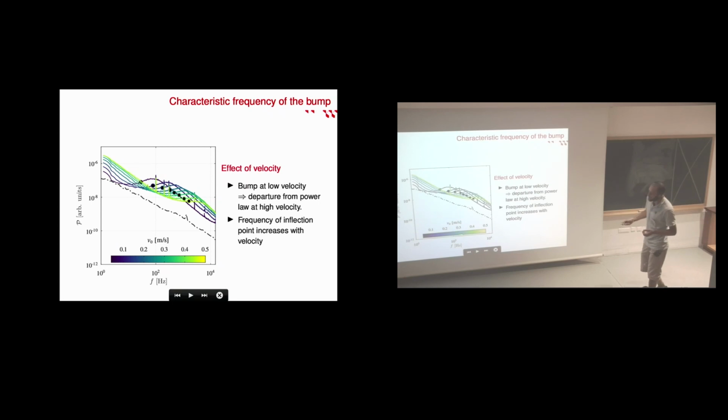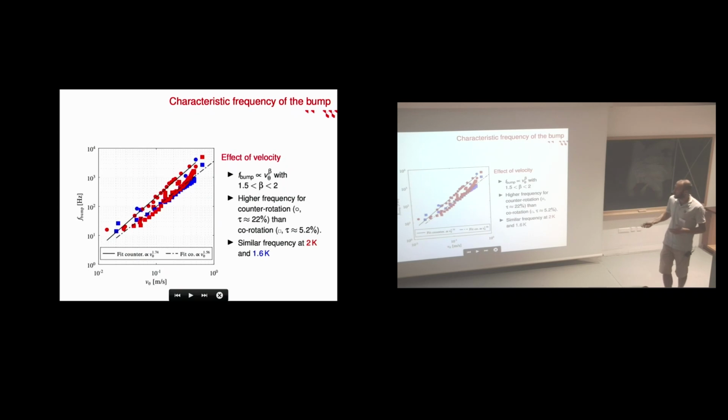If you increase the velocity, you'll see that the bump is displaced towards larger frequencies and eventually becomes a simple departure from the original k to the -5/3 law. So if we want to study how it displaces, we have to define a frequency, which we defined as the inflection point here, so that the definition works whether we have a bump or a departure. And if we plot the frequency of the bump as a function of the velocity, here is what we see.